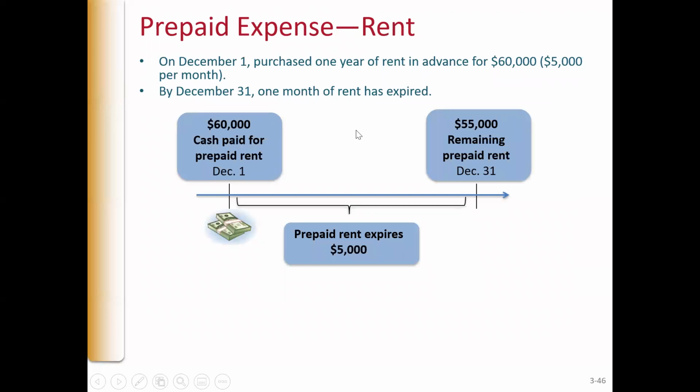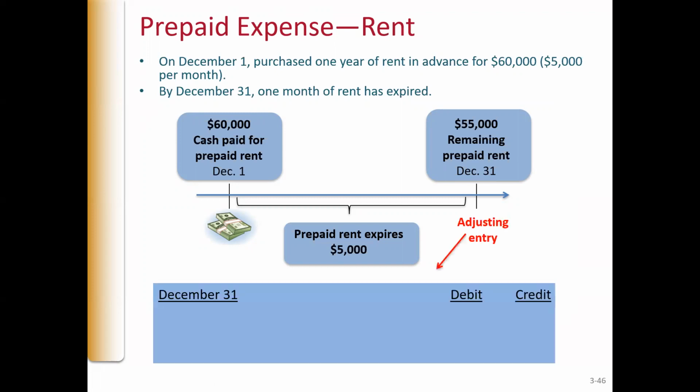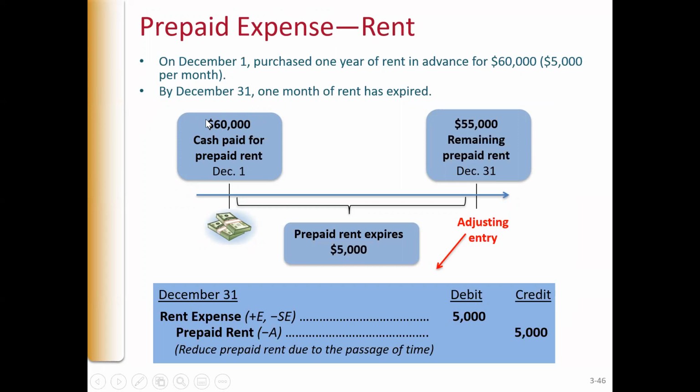So guys, think about it. When we initially created this transaction, we debited prepaid rent and we credited cash. A month later, 1 month of rent has expired. So the adjusting journal entry we will do is we will debit rent expense for 1 month, $5,000, and we will credit our prepaid rent because we're reducing the asset because it's expired. It's now an expense, 1 month of it. And so we're reducing the asset and we're increasing the expense. This is an adjusting journal entry we need to do to make sure we're recording our expenses accurately.